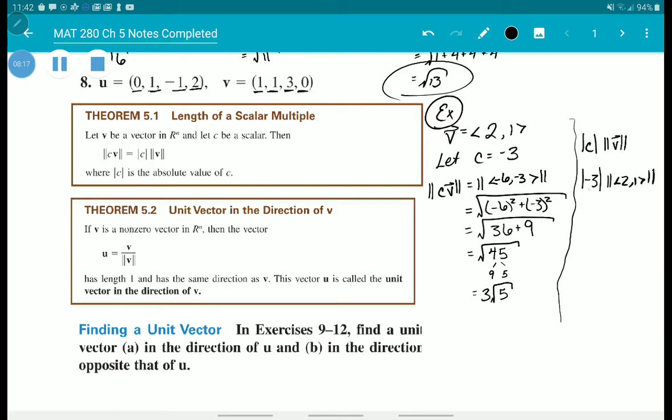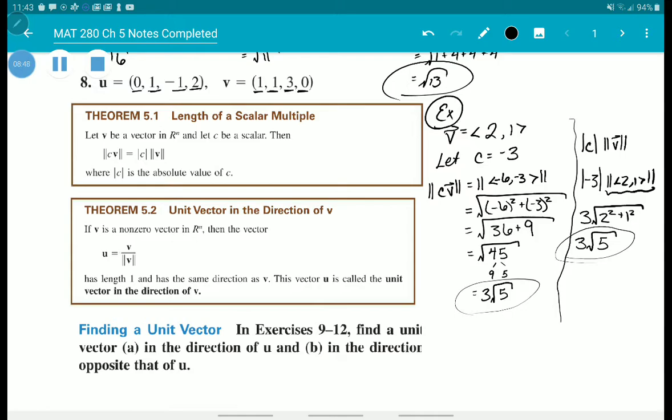So the absolute value of negative 3 is 3. And now we want to take the magnitude of vector v, which would be the square root of 2 squared plus 1 squared, which is going to give me a square root of 5. So you can see how you're going to get that same answer either way. So if you realize that some vector is a scalar multiple, you could always think about pulling that scalar out and applying that theorem.